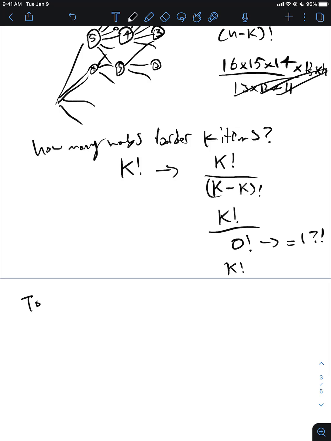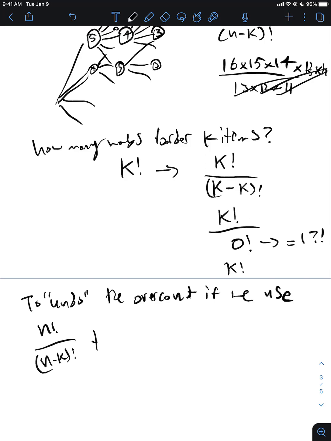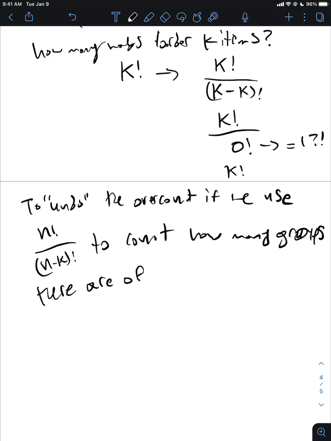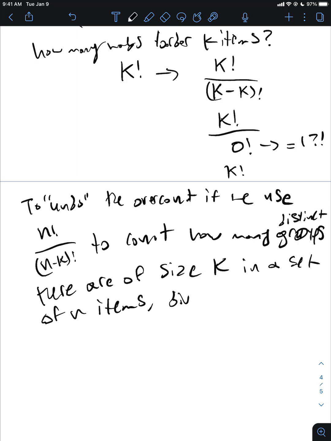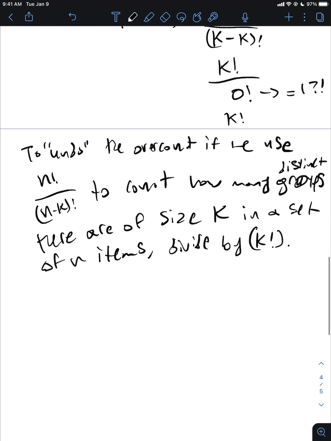So finally then, to undo the overcount, if we use n factorial over n minus k factorial to count how many distinct groups there are of size k in a set of n items, divide by k factorial. I'll put this in parentheses to show that that's not an exclamation mark in the normal sense. That's the factorial operator. So that means that we can write this like the following, which is often written in this fashion here.